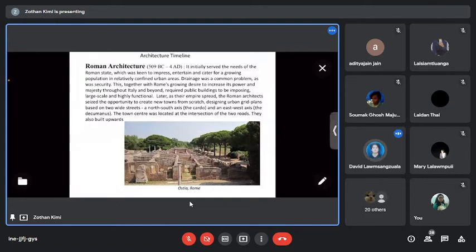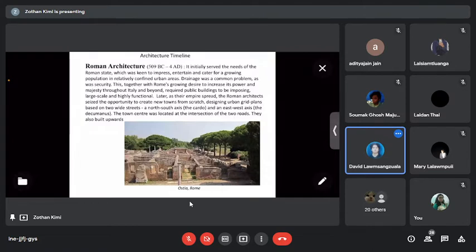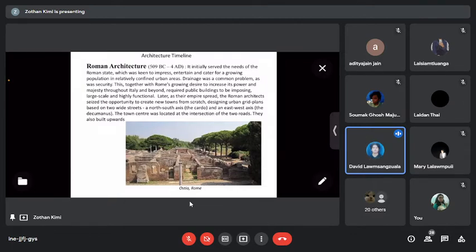Yes, ma'am. Can you please read this for me? Roman architecture, 509 BC to 4 AD. It initially served the needs of the Roman state, which was keen to impress, entertain, and cater for a growing population in relatively confined urban areas. Drainage was a common problem, as was security. This, together with Rome's growing desire to increase its power and majesty throughout Italy and beyond, required public buildings to be imposing, large-scale, and highly functional.